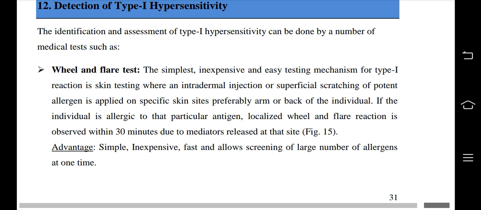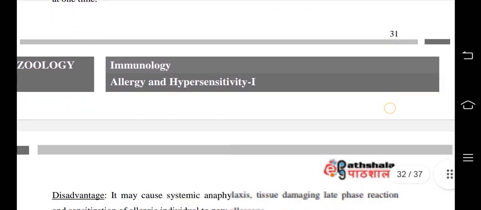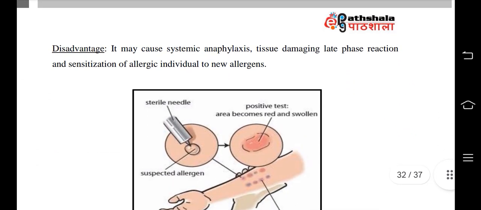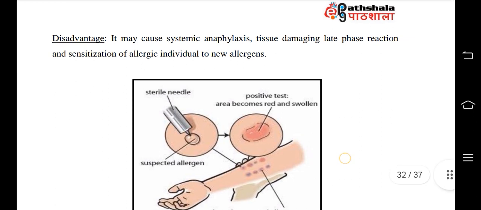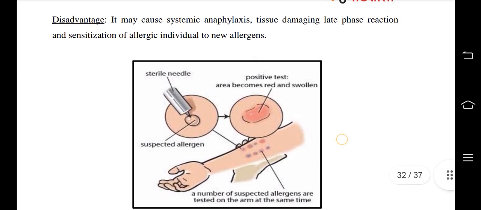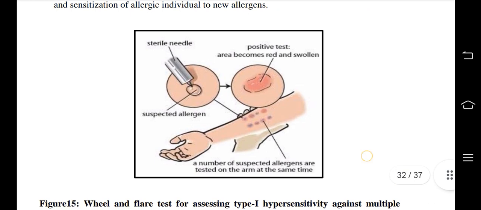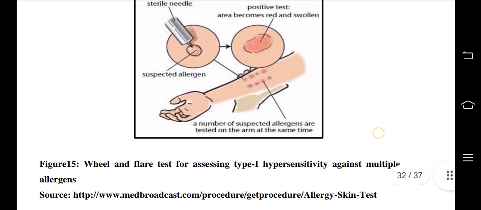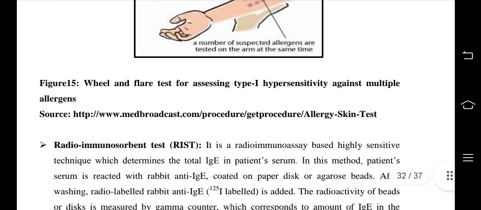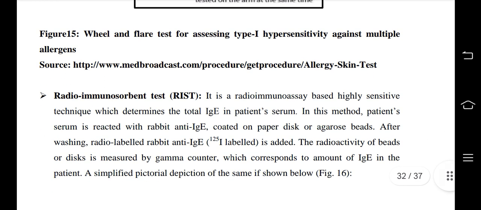Advantages: simple, inexpensive, fast and allows screening of large number of allergens at one time. Disadvantage: it may cause systemic anaphylaxis, tissue damage, late phase reaction and sensitization of allergic individuals to new antigens. Sterile needle, suspected antigen. Positive test area becomes red and swollen. A number of suspected allergens are tested on the arm at the same time. Wheal and flare test for assessing type 1 hypersensitivity against multiple allergens.